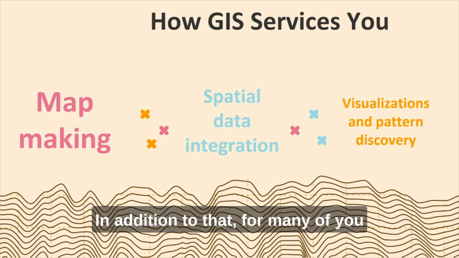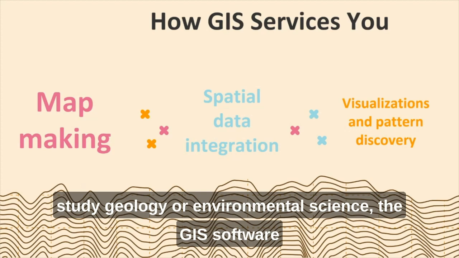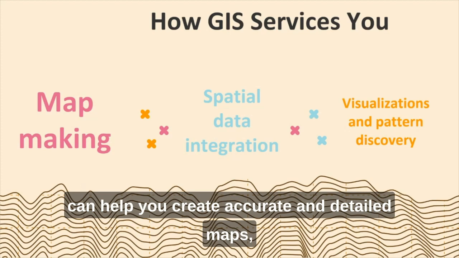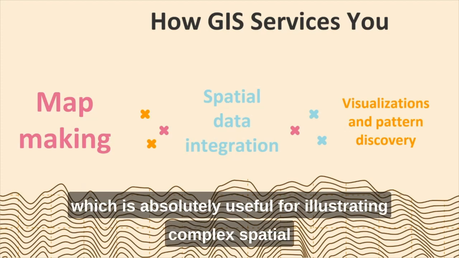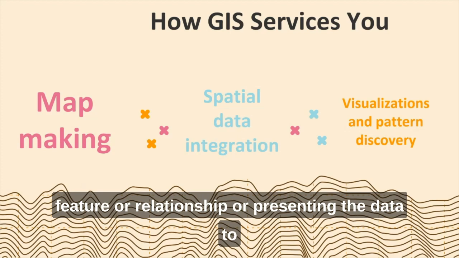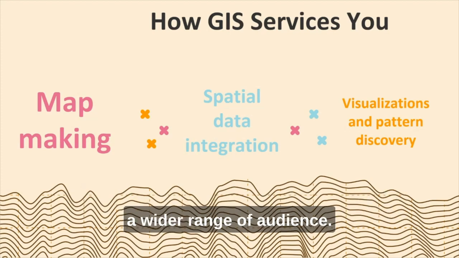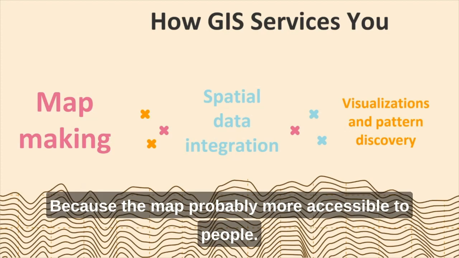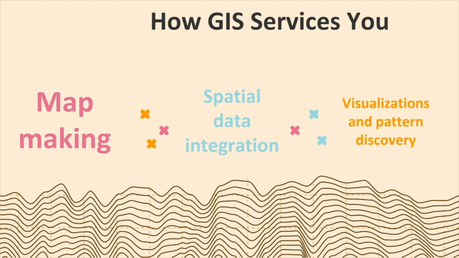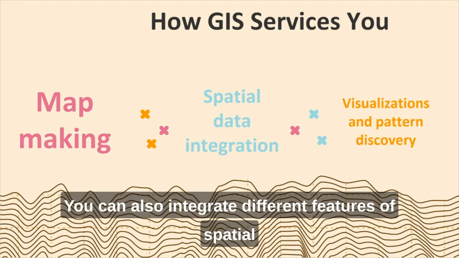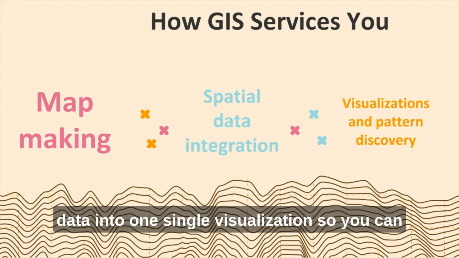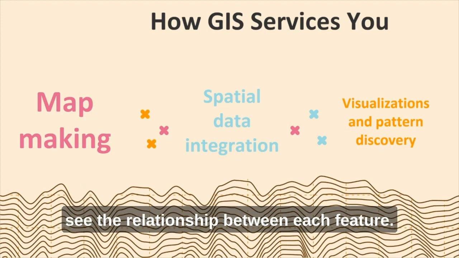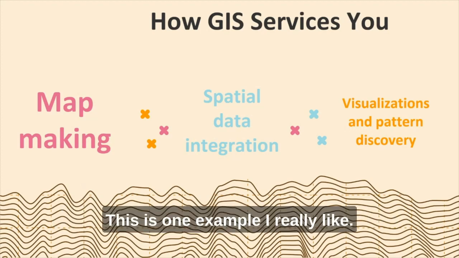In addition to that, for many of you who study geology or environmental science, the GIS software can help you create accurate and detailed maps, which is absolutely useful for illustrating complex spatial features or relationships, or presenting the data to a wider range of audience, because the map is probably more accessible to people. You can also integrate different features of spatial data into one single visualization, so you can see the relationship between each feature. This is one example I really like.